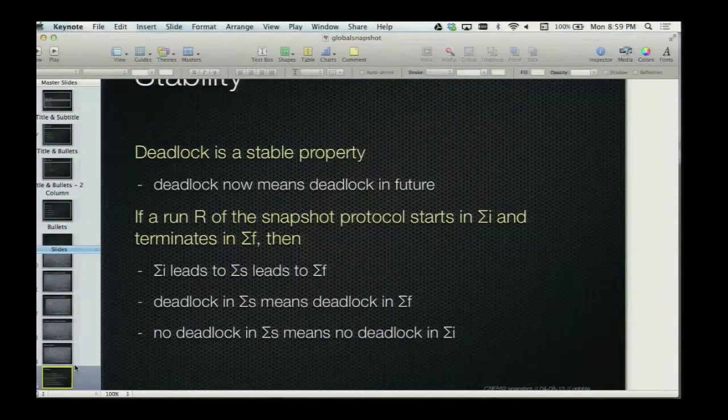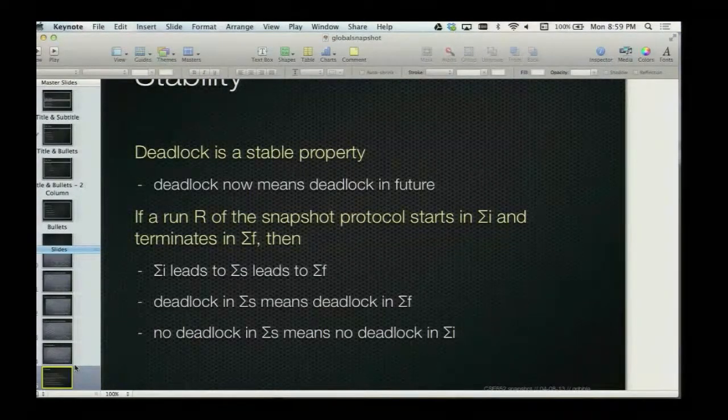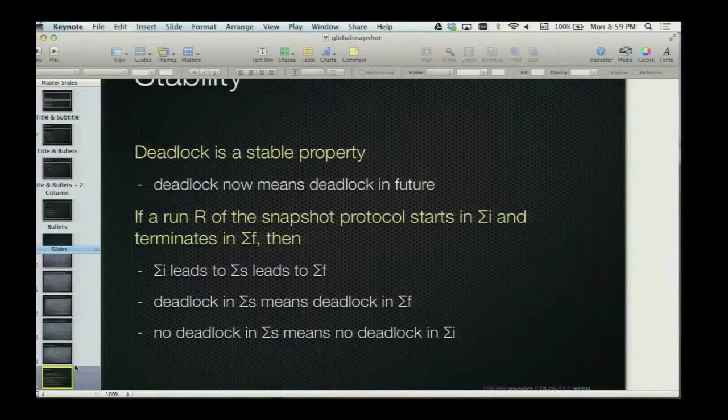Exactly. So here's the bad news. If failures are possible, the global snapshot may never terminate. And this is a dual side of an impossibility result that we're going to come back to when we talk about Paxos.